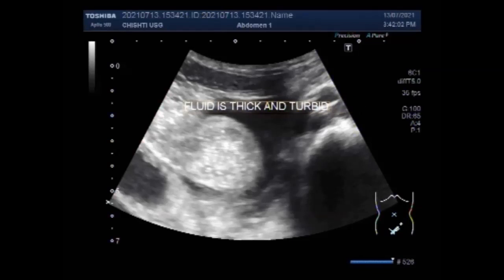Now you can see the fluid is thick and turbid, having multiple internal opacities.